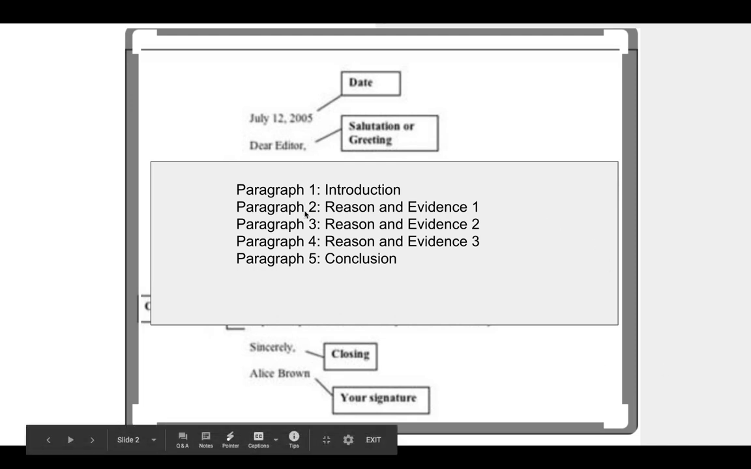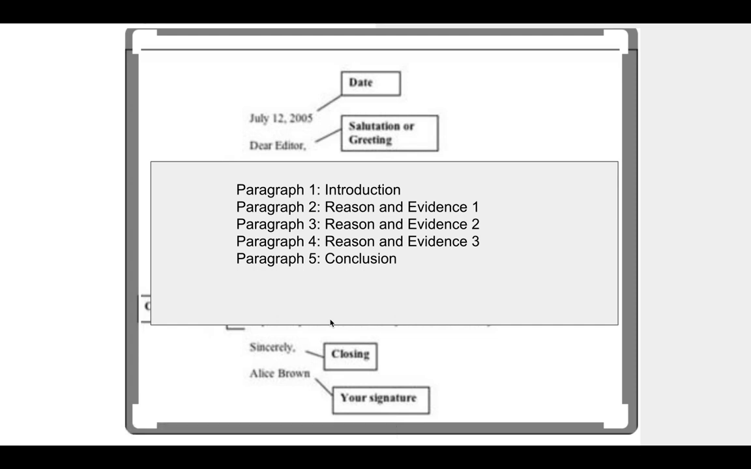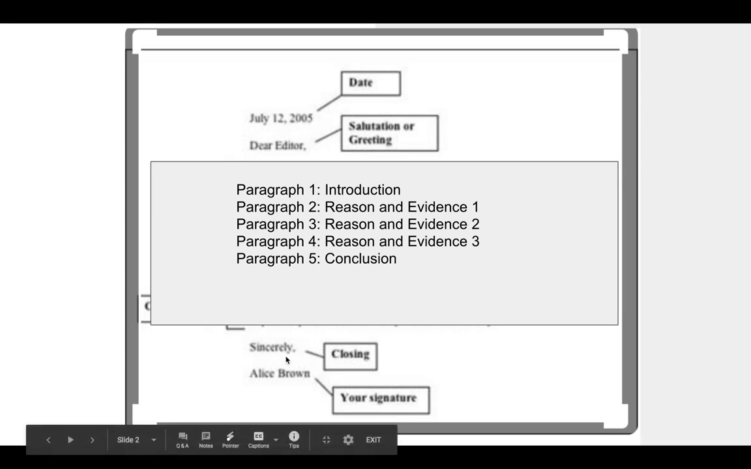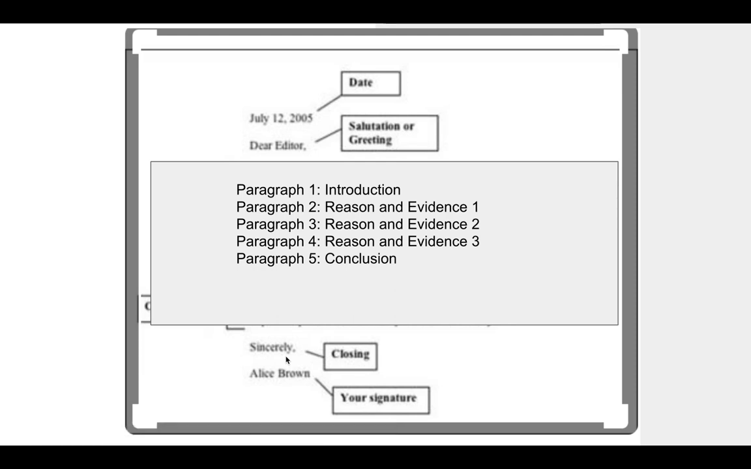After your greeting, we have that regular 5 paragraphs. We're going to include the introduction, which we're going to look at today, your reason and evidence 1, reason and evidence 2, reason and evidence 3, and the conclusion. Once you have all 5 of those paragraphs written, you include your closing. The most common closing is sincerely. We are trying to get someone to do what we want. We're trying to convince them, so we need to make sure that we are being respectful and keeping that proper tone and voice and diction that we've talked about.